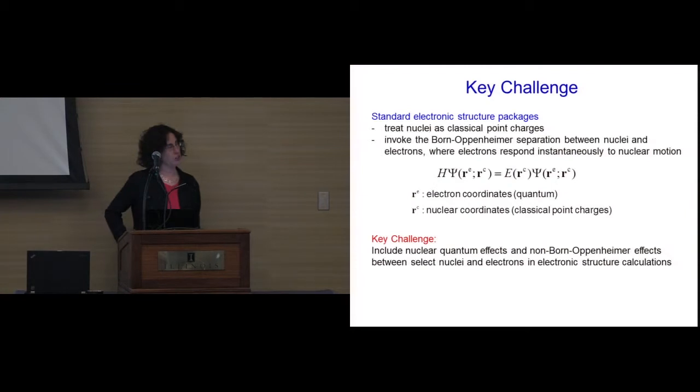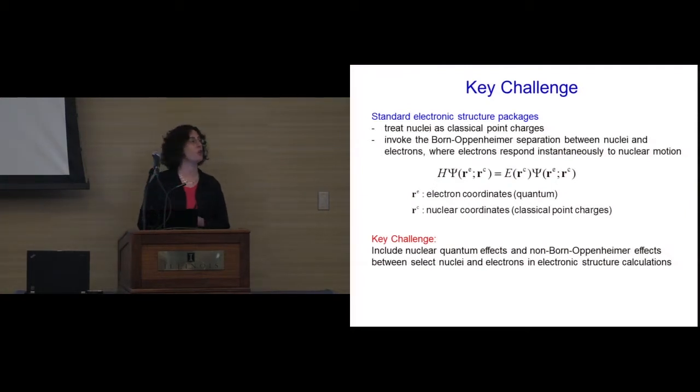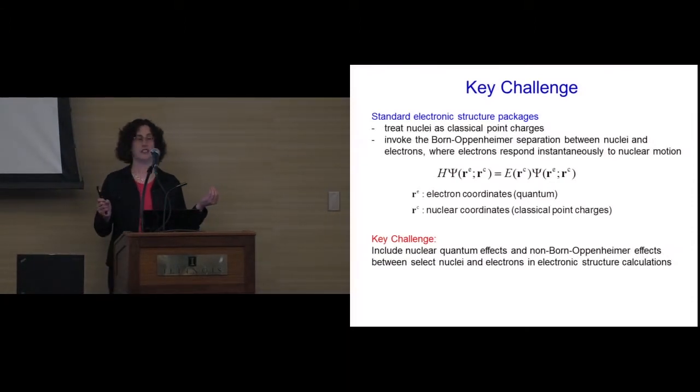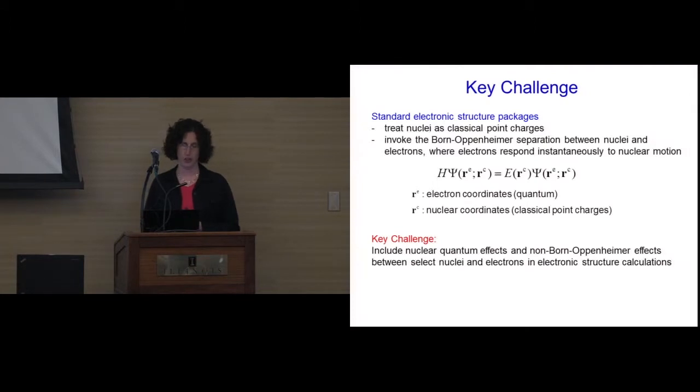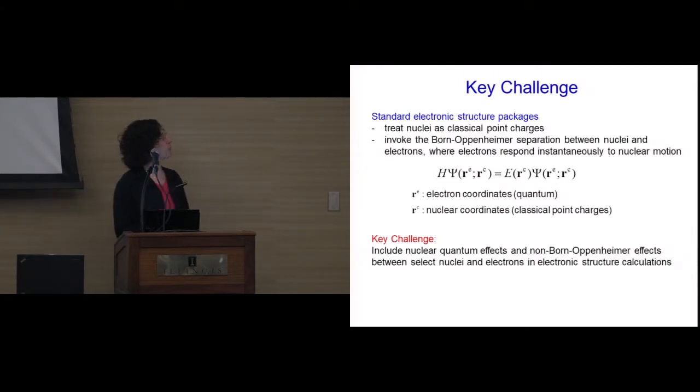So standard electronic structure packages treat nuclei as classical point charges. And they invoke the Born-Oppenheimer approximation, the separation between nuclei and electrons. This assumes that the electrons move much faster than the nuclei, and so they can respond instantaneously to motions of the nuclei. So what typically happens in these packages is you're solving a time-independent Schrodinger equation, and your wave function depends explicitly on the electronic coordinates, what I call RE here, and it depends parametrically on the classical coordinates, what's called RC here.